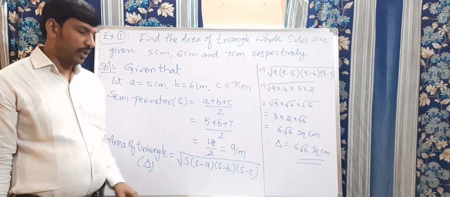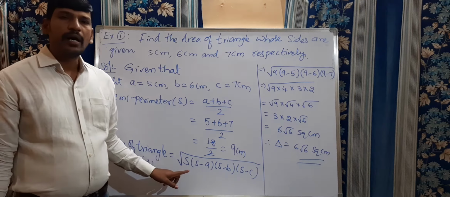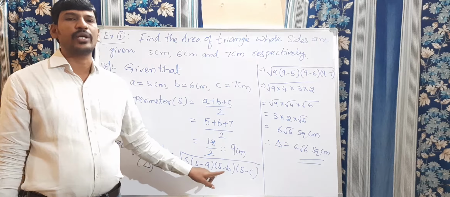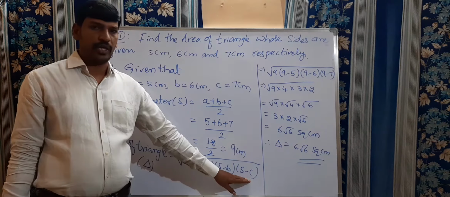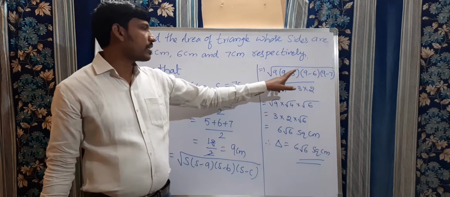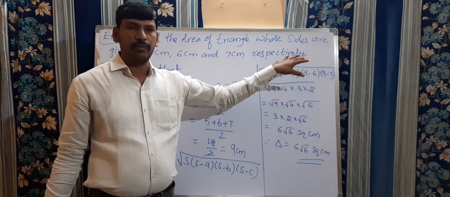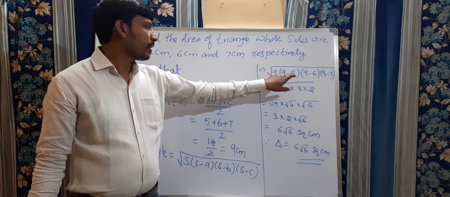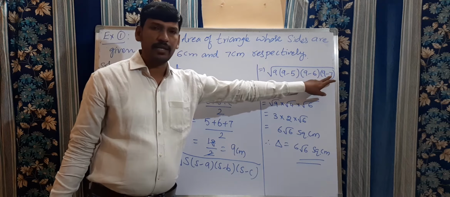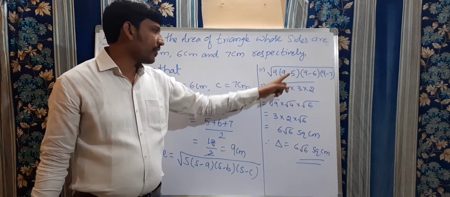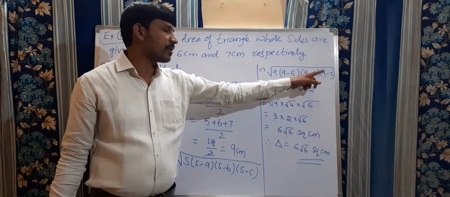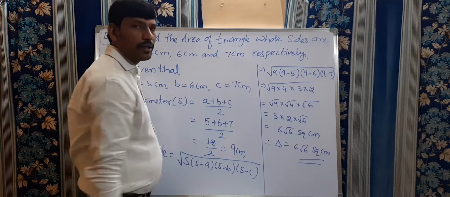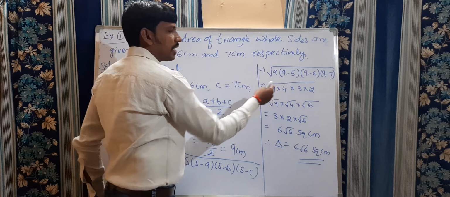After finding s value, you can substitute in the Heron's formula, that is square root of s into s minus a into s minus b into s minus c. Now in this, what is s value, what is a value, what is the b value, what is c value? Substitute in this, you will get square root of 9 into 9 minus 5, 9 minus 6, 9 minus 7. So 9 minus 5 is 4, 9 minus 6 is 3, 9 minus 7 is 2. Now 9 and 4, you can separate for, okay? This square root I have to separate for each and every number.